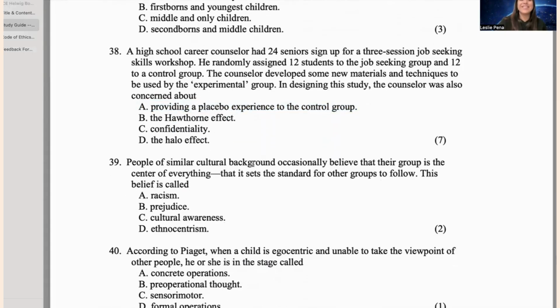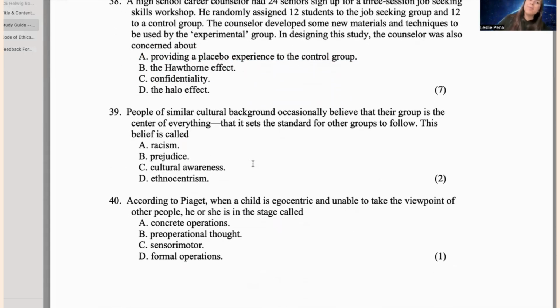Next, number 39. People of similar cultural backgrounds occasionally believe that their group is the center of everything, that they set the standard for other groups to follow. This belief is called what? It's literally in the word. Ethnocentrism. Center. Ethno. The answer is D.